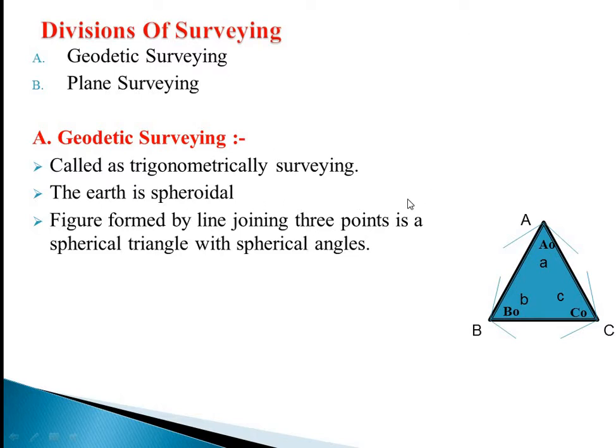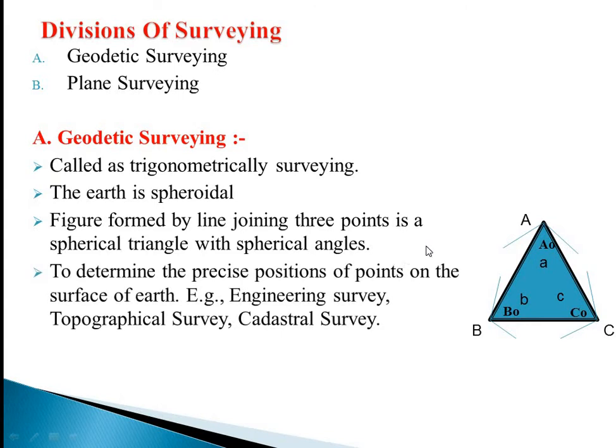In this type of survey, the figure formed by the lines joining three points on the mean surface of earth is a spherical triangle with spherical angles. The sides of a spherical triangle are arcs of great circle. The main object of geodetic surveying is to determine the precise positions of points on the surface of earth. Example, engineering survey, topographical survey and cadastral survey.